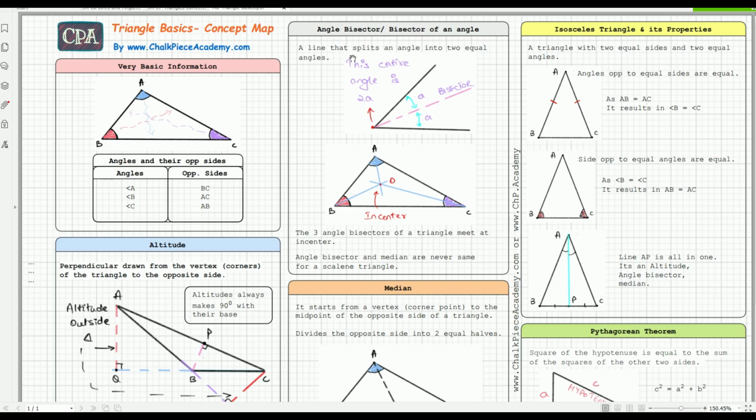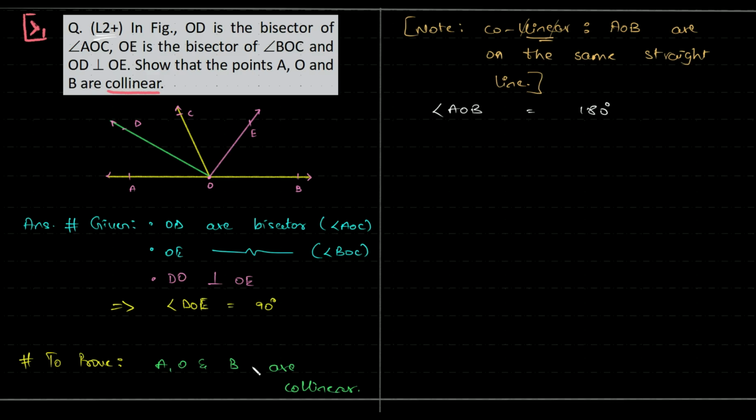So we're talking about the bisector of angles. An angle bisector is a line that splits an angle into two equal halves, two equal angles, right? What does it mean? OD is dividing AOC into two equal parts. So how will we begin the proof? Let me show you this.